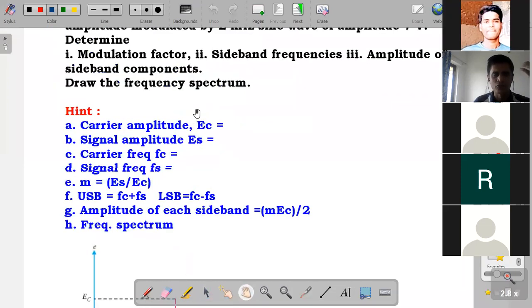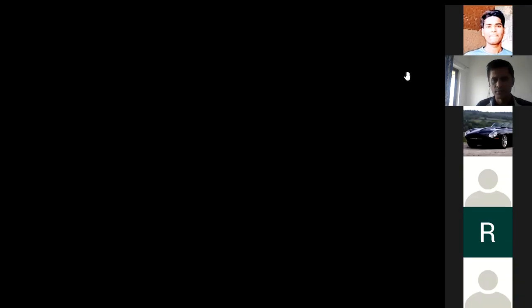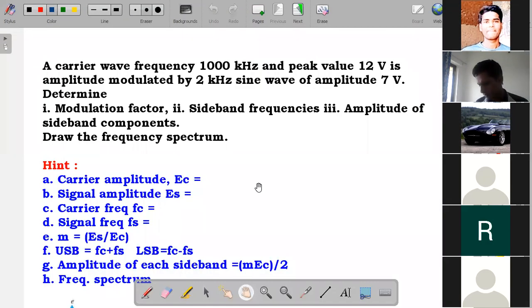This is our prerequisite. Means if you want to solve this problem, you should know all this. Means first try it. See, I have already given hint. First write the data, and based on data you can solve the problems. Understood, dear student? Okay, see, carrier amplitude, that is Ec, and from this problem, I can write Ec equal to 12 volt.